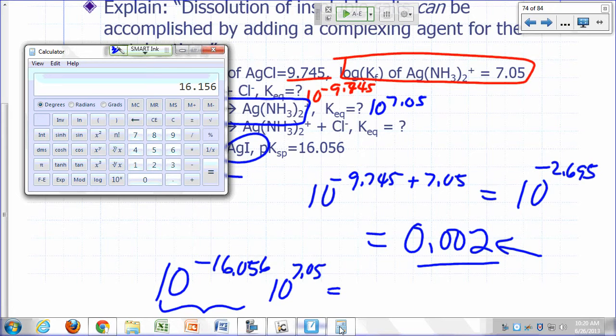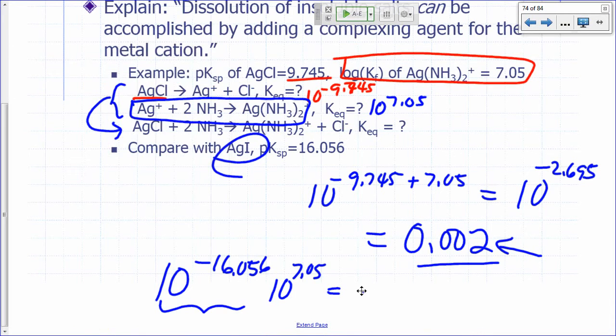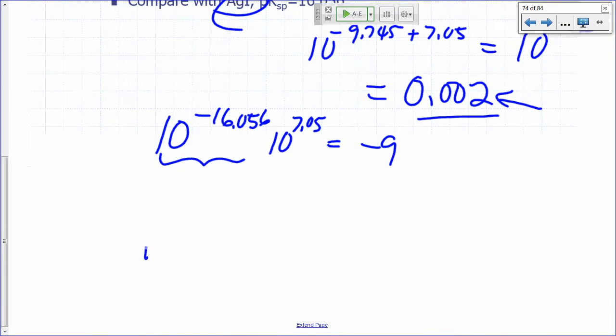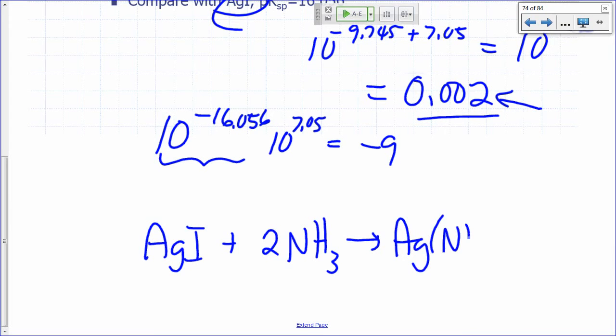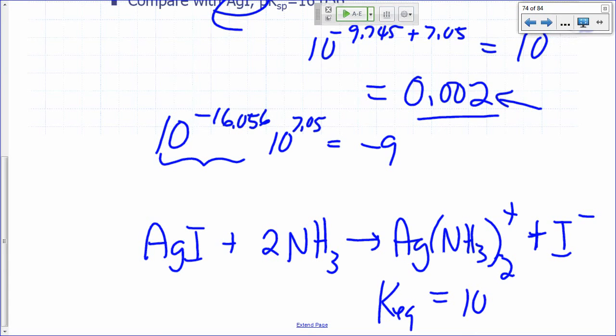So 16.056 negative plus 7.05. That gives you negative 9. Okay? So your KEQ for silver iodide plus ammonia gives you silver amine complex plus iodide. If you try to dissolve silver iodide in ammonia, it's not going to work because the KEQ for this is 10 to the negative 9.